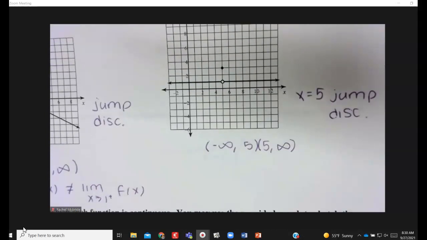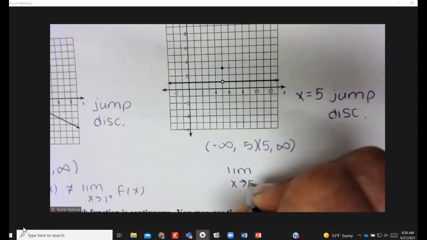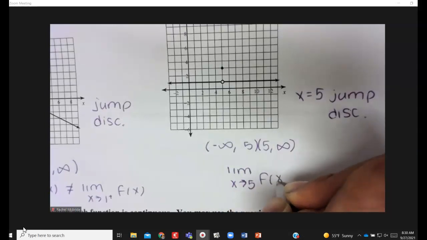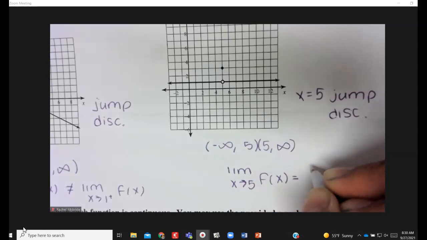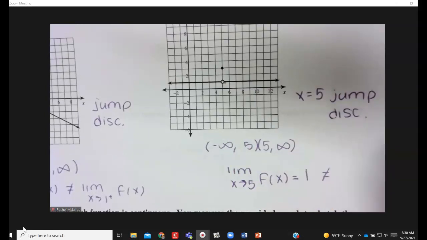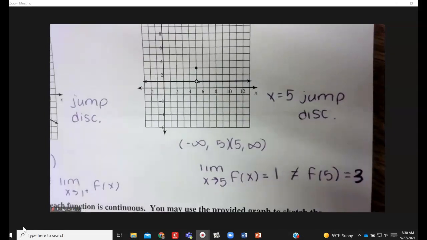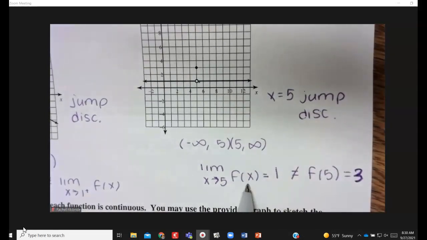And then the reason the graph is not continuous is because the limit as x approaches 5 of f of x equals 1, which does not equal f of 5, which is equal to 3. So the limit exists, however, the limit does not equal the function value, therefore not continuous.